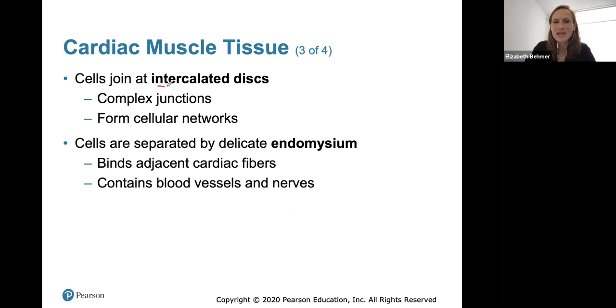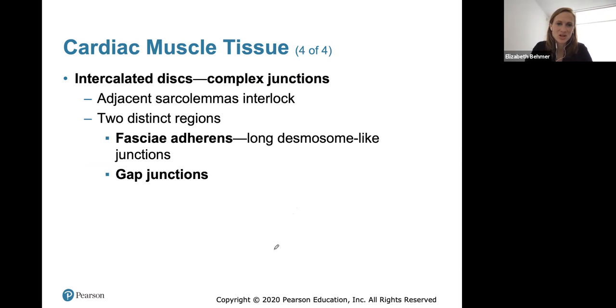They are joined by intercalated discs, which might be a test question. These are complex junctions that form cellular networks. The cells are separated by delicate endomysium, which binds adjacent cardiac fibers together, containing blood vessels and nerves.